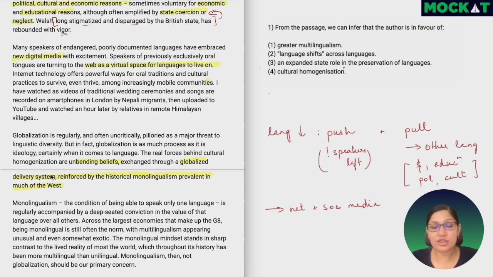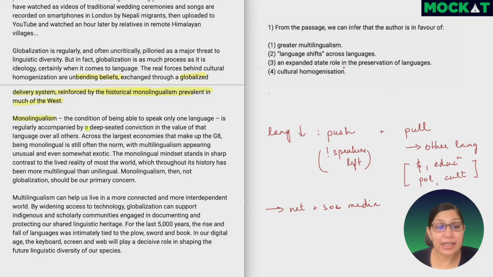That is not because of globalization. Globalization is just the medium. The reasons are unbending beliefs which are reinforced by this historic monolingualism which is prevalent in much of the West. So Western countries, if you say they either speak only English or only French or German or whatever it is, they all have just one language. All of these countries have one language. So that is the part which, according to the author, is leading to the languages dying out.